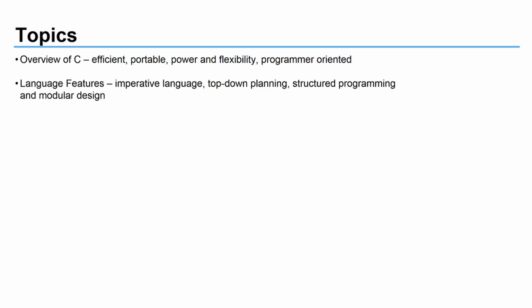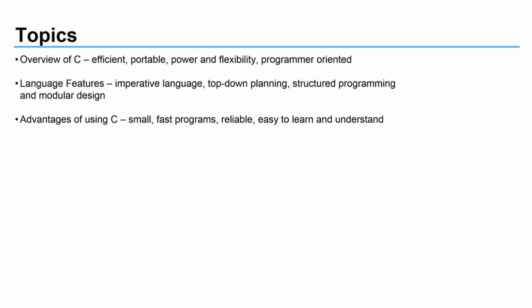We'll follow that up by describing some of the common language features of C. C is an imperative language. This is the most modern type of language. It's organized around functions. It has a module design. It's a structured programming language. And you can also have top-down planning when you're writing your code.